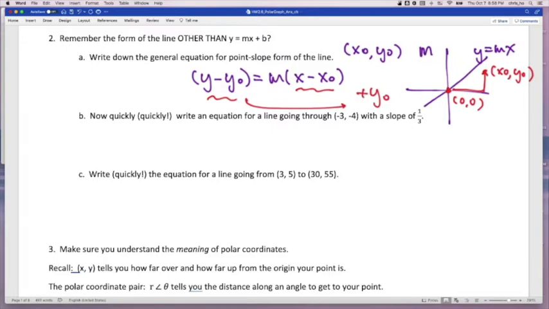So now, given that, part B becomes super easy, right? I know the slope is 1/3, so m is 1/3.